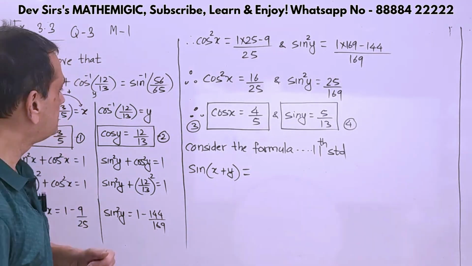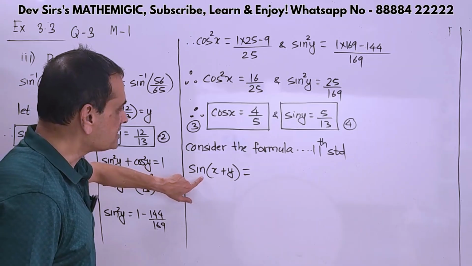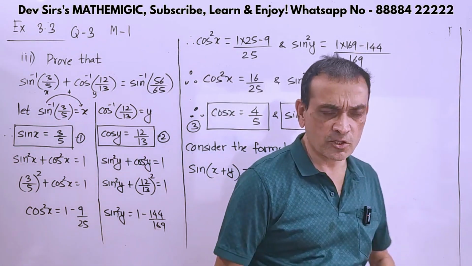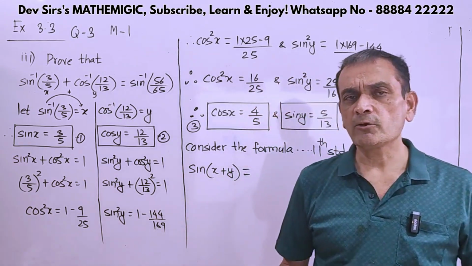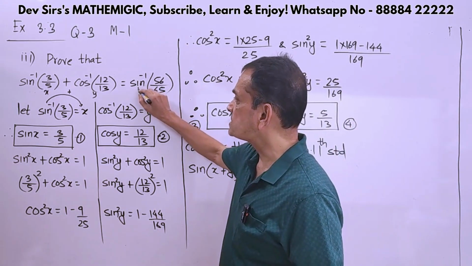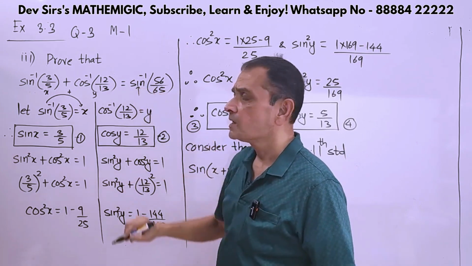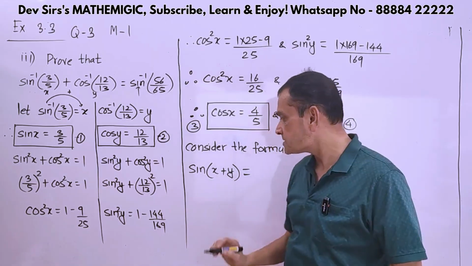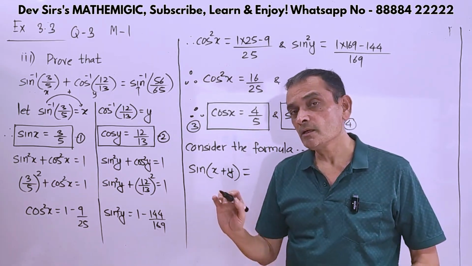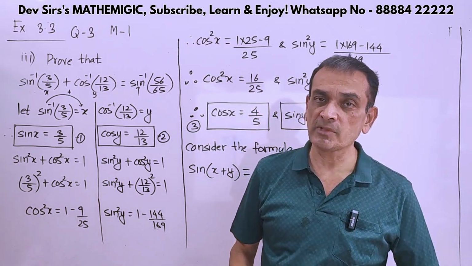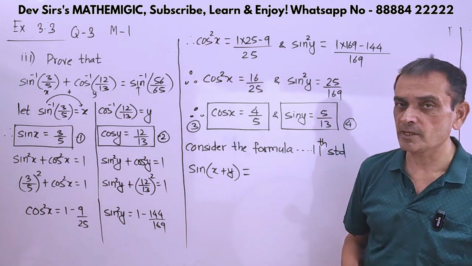Now what? Consider the formula sin of x plus y. Why? Because calculations will be simpler. On the right hand side you have got sin inverse. Because I am having sin inverse, I am taking sin of x plus y, because later sin of x plus y is going to go on the right hand side as sin inverse. That you will see in 2-3 steps.